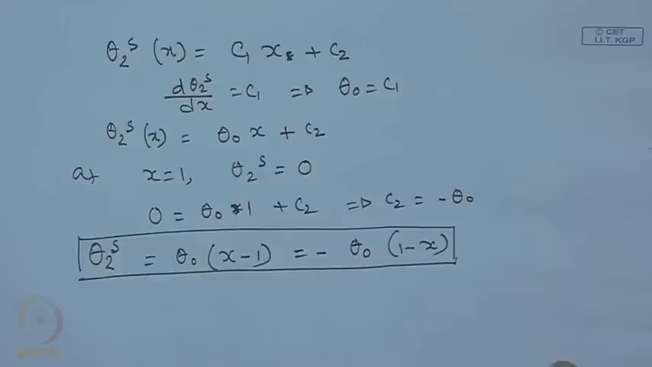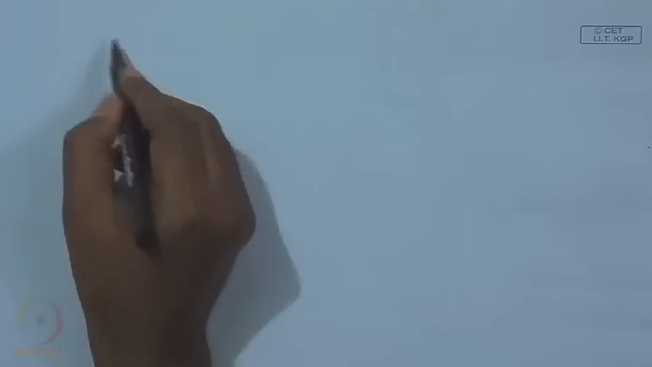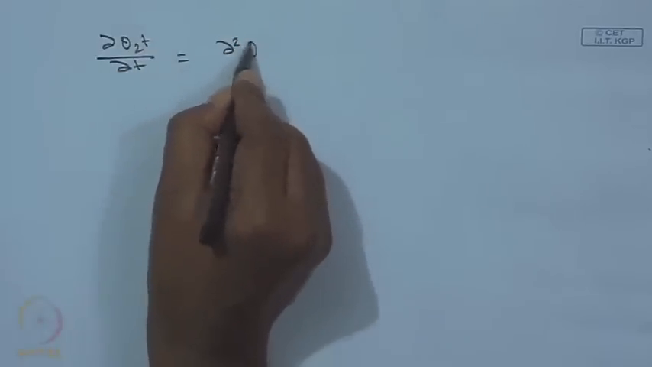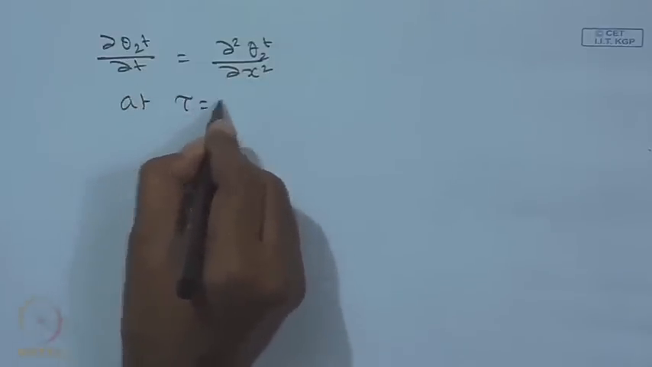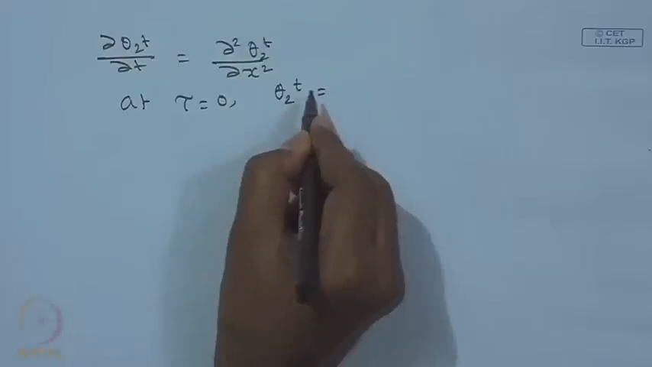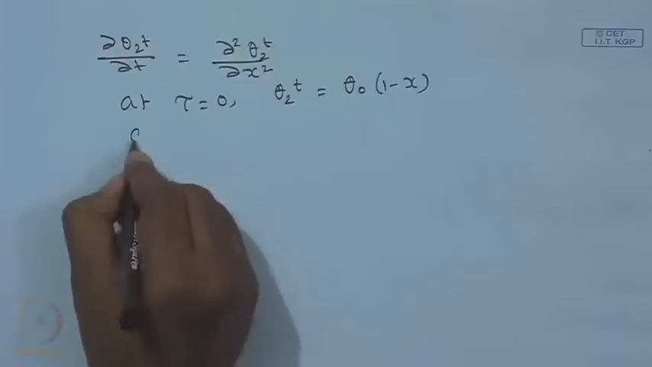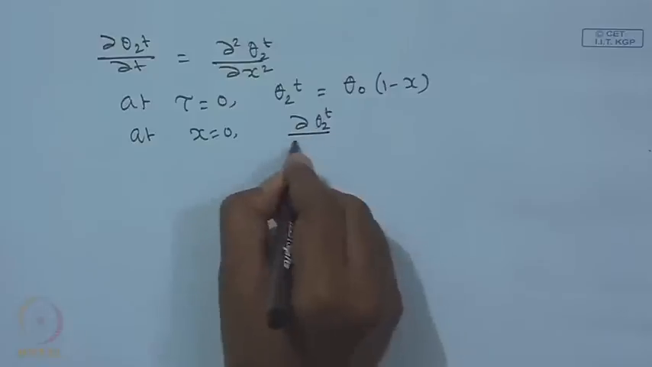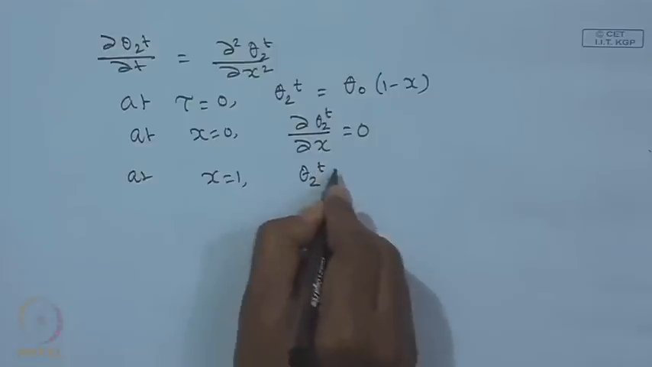Now, let us look into the transient solution. If you remember the theta 2 part, it will be del theta 2 t by del tau equal to del square theta 2 t by del x square. At tau equal to 0, we have theta 2 t is minus of theta 2 s. So, this will be theta naught into 1 minus x, and at x equal to 0, we have del theta 2 t by del x equal to 0, and at x equal to 1, we have theta 2 t equal to 0.